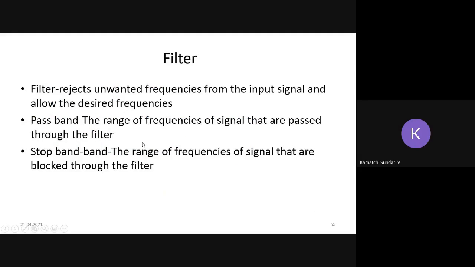And coming to the filter, generally a filter rejects the unwanted frequencies from the input signal and allows the desired frequency. And we know what the passband and stopband are. The passband is the range of frequencies of the signal that are passed through the filter. And the stopband is the range of frequencies of the signal that is blocked by the filter.